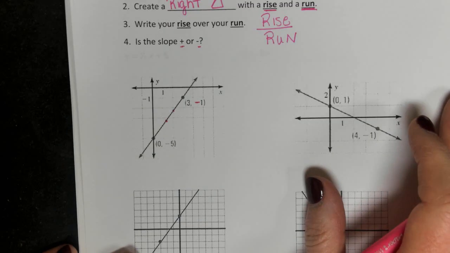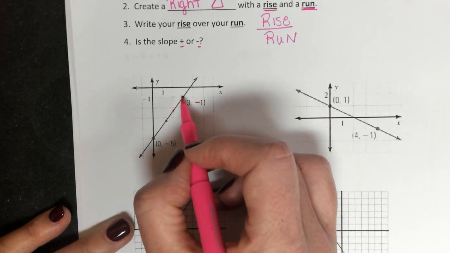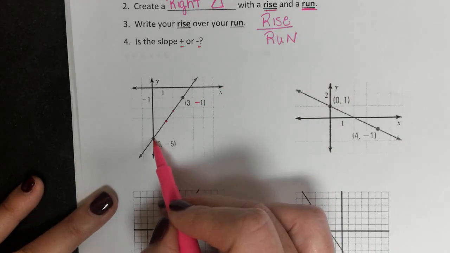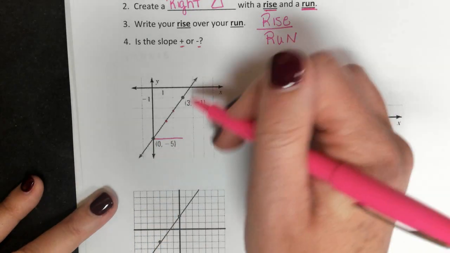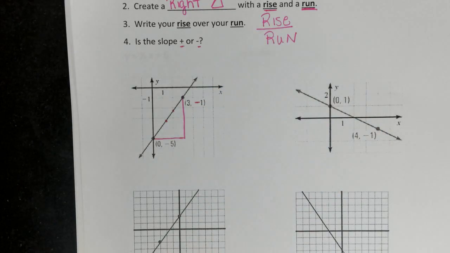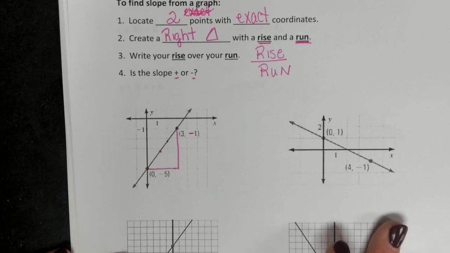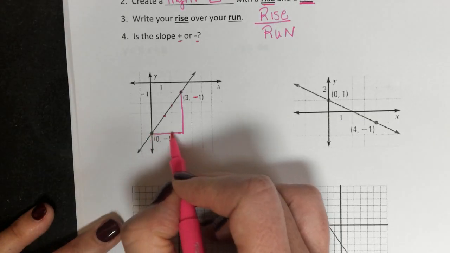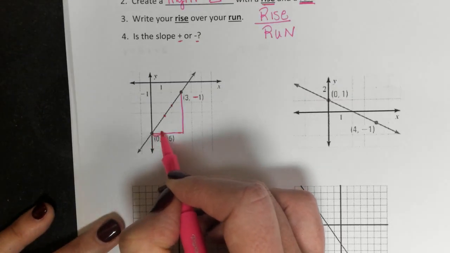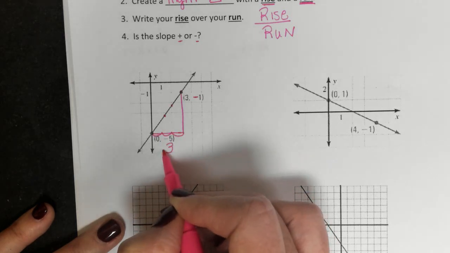Okay, so the next thing we're going to do is draw a right triangle. Now you can draw your right triangle above the graph, or you can draw it below the graph. And I know these lines are hard to see. Okay, so we're drawing a nice right triangle. Okay, so the next thing is we're going to write our rise over run. We're going to count how many we went over and how many we went up. So we're counting the spaces. So 1, 2, 3. Okay.